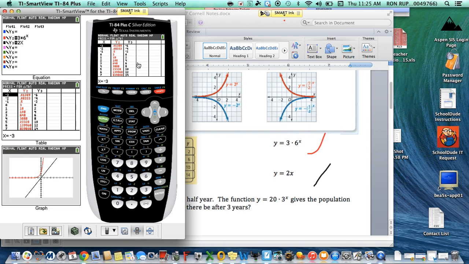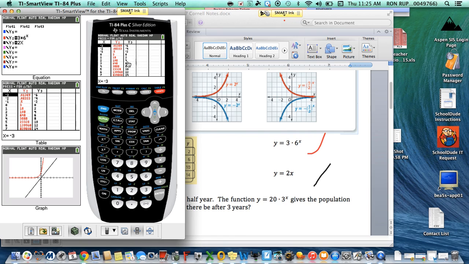Whereas in our linear function, we are going up by 2, plus 2, plus 2, plus 2, plus 2, plus 2. And if you remember, that's what makes something a linear function. It goes up by a common difference or down by a common difference, in this case, plus 2.